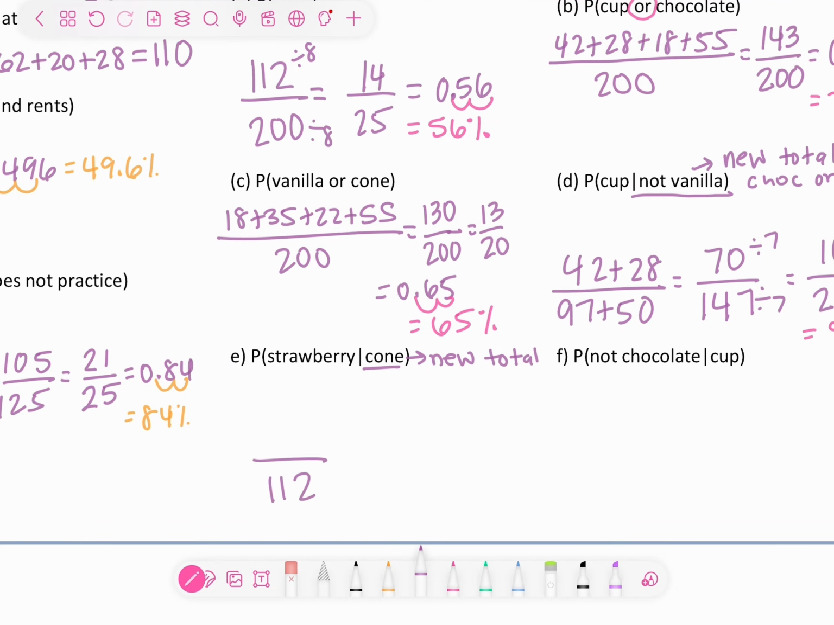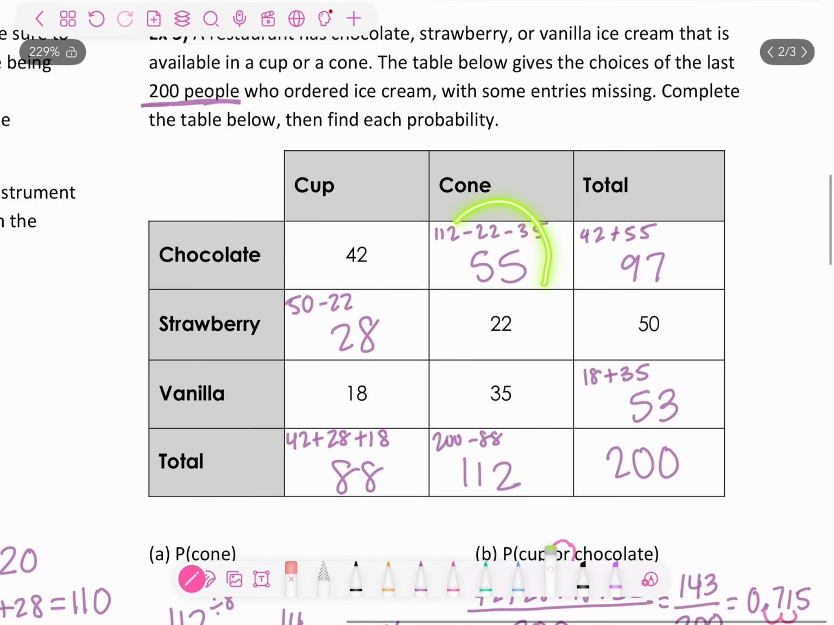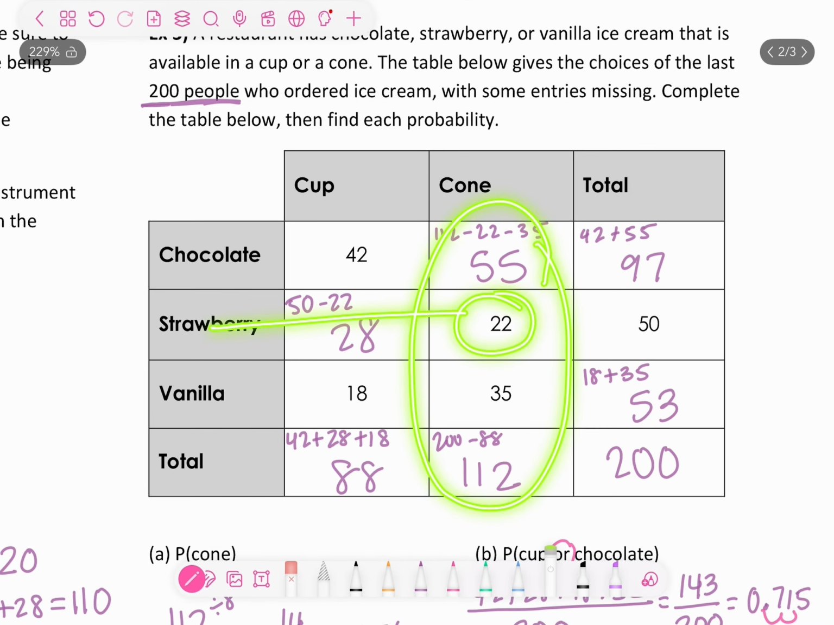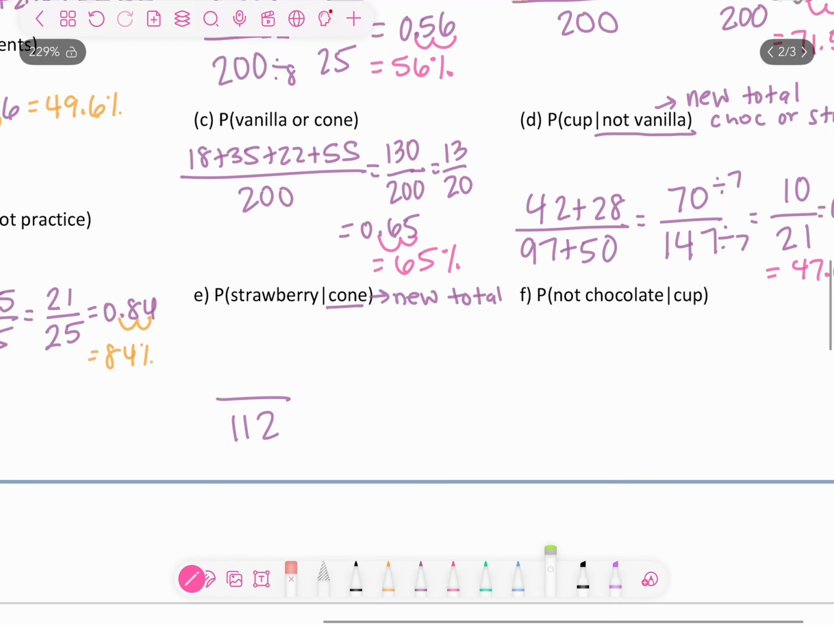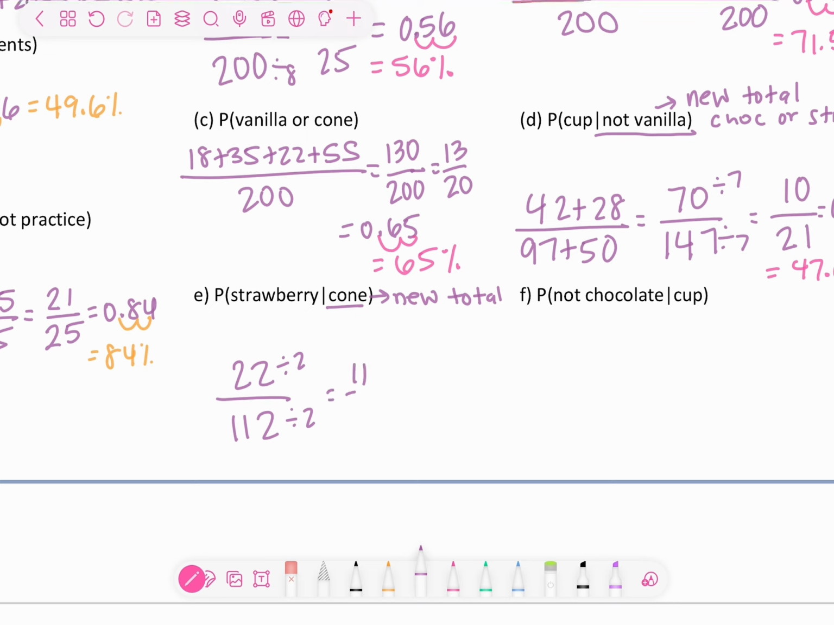Okay. And then given it's strawberry. So we already know we're in the cone column. Now we're looking at strawberry. So that's 22. Let's see, we can definitely divide by 2. And we're going to end up getting 11 over 56. Go ahead and divide that. And we get, I have to round again, 0.196. Or if we move the decimal, change it to a percent, 19.6%. All right, you probably want to try the last one real quick. And then watch the video to make sure you got it right.